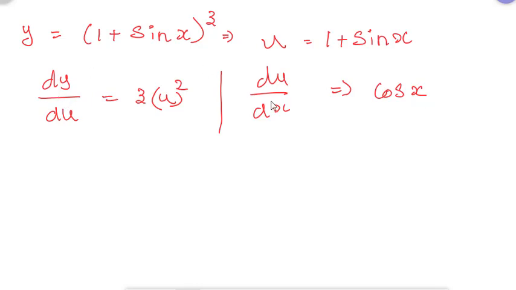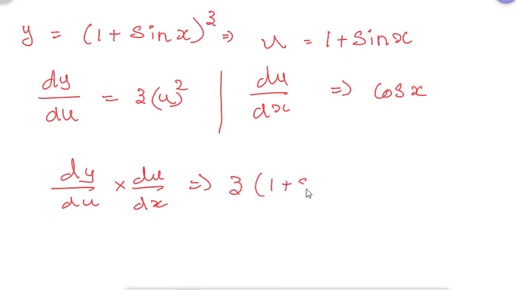After that, I have to multiply the dy and dx values. So it's dy by du times du by dx. So it's 3u squared, so I have to simply substitute the u value here. So it's 3 times (1 plus sin x) to the power of 2 times cos x. So it's the finalized answer for the question.